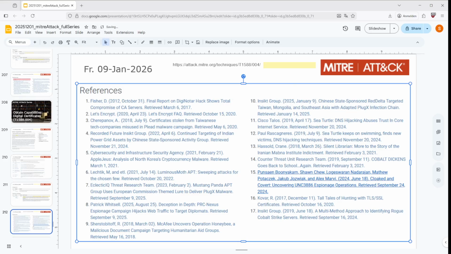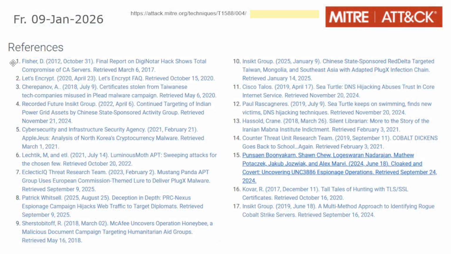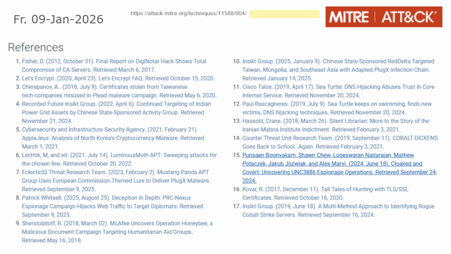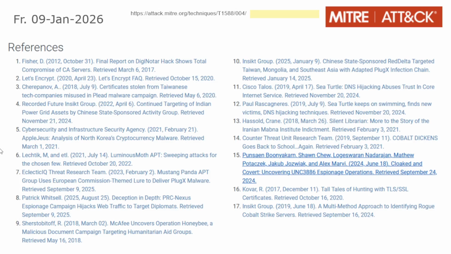Very good. So I noticed whenever nobody takes claim of a MITRE page, the amount of references is lacking. So here I marked this, unfortunately, with the mouse. It doesn't mean it's more important than the others. So what do we have? We have Fisher, final report on DigiNotar, total compromise of CA servers, 2017. Then we have here the Let's Encrypt FAQ. Then you have Sheripanov A, certificates stolen from Taiwanese tech companies, misused in malware campaigns. 2020, it's not too old.